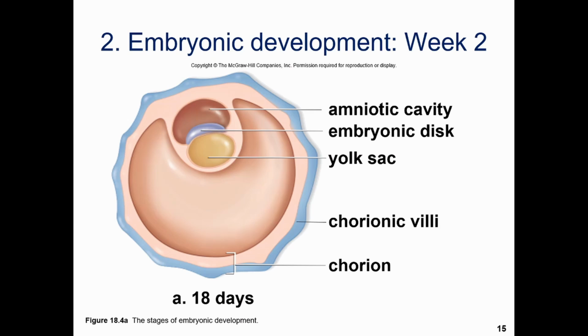So here we are at about 18 days, about 2.5 weeks in. We have the chorion that has implanted itself into the side of the uterus. We have the embryonic disc, and the yolk sac and the amniotic cavity are already starting to develop.